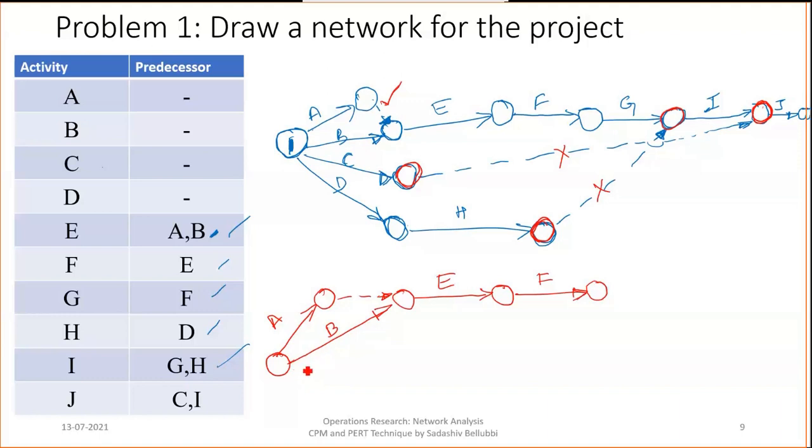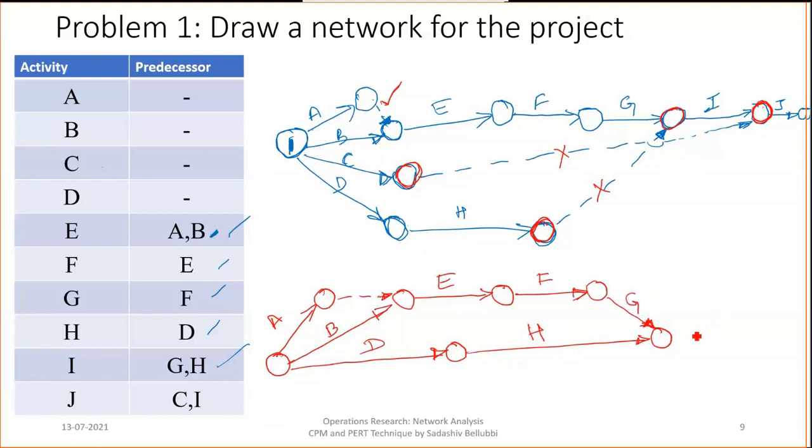D, H, it is D, and H should connect to the G, and the length of the arrow mark depends on you. So whatever the length of the arrow mark, you can draw it, no problem. But the thing is, that should be a straight line, and this is G.